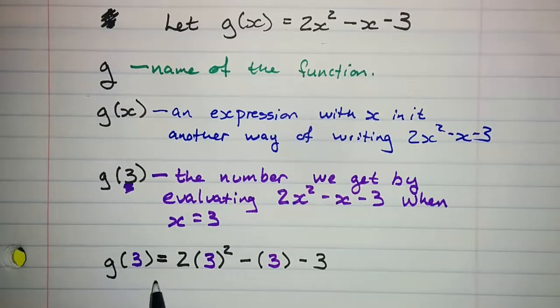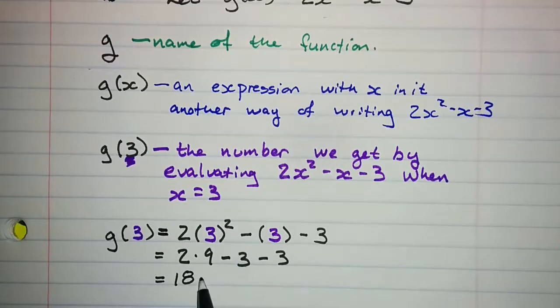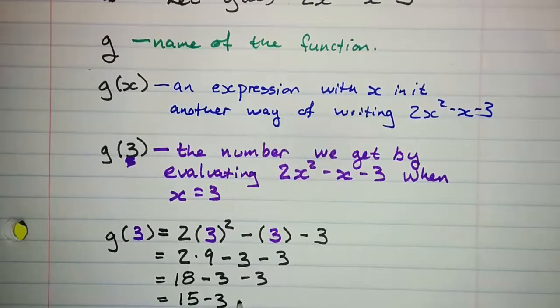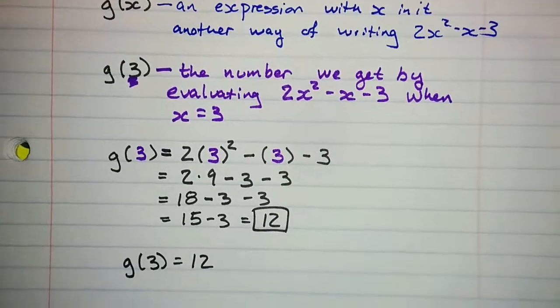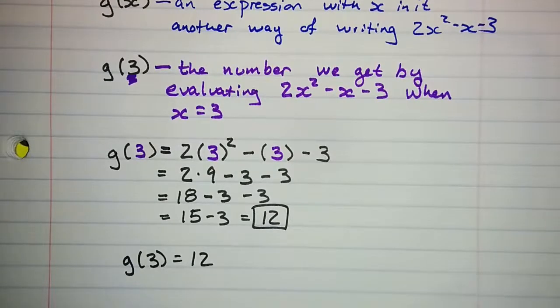Right? Exponents first, I'll have 2 times 9 minus 3 minus 3. Now multiplication, 18 minus 3 minus 3. And now subtraction from left to right. 15 minus 3, 12. So I find that g of 3 equals 12.